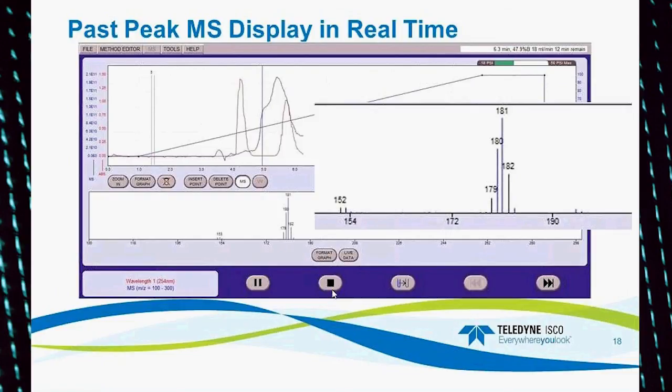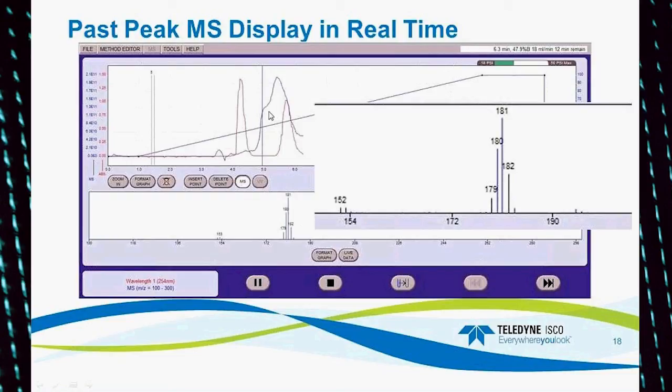If you've gone out for coffee and you come back and the purification is running and you've missed a peak, while you have this display, you can simply touch the screen in this position at the time you want to look at it, and it will display the mass spec at that point in time.